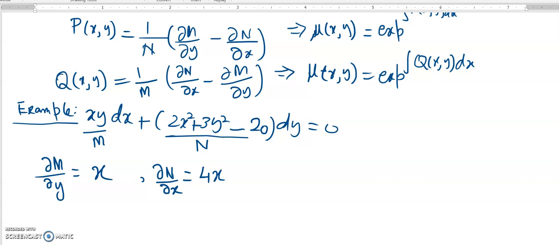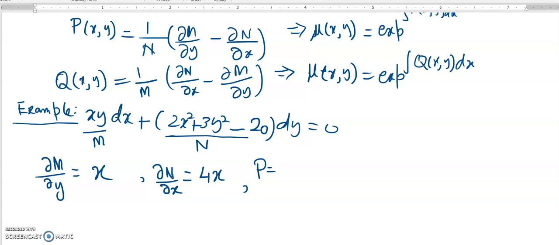But it means that there may be something we can find that we can multiply this equation by, and then we can make it exact. So for this, we first find maybe P. Okay, what is P? It is 1 over N, and then this. So 1 over N is this one.